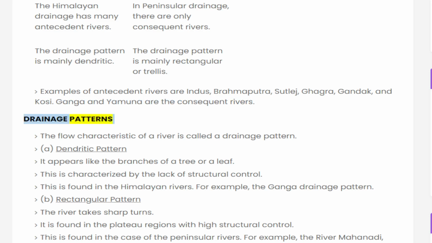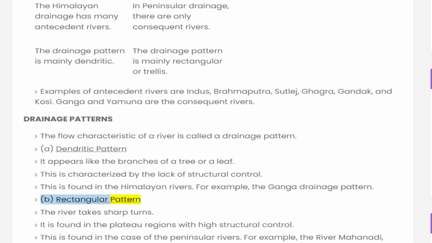Drainage patterns. The flow characteristic of a river is called a drainage pattern. A. Dendritic pattern. It appears like the branches of a tree or a leaf. This is characterized by the lack of structural control. This is found in the Himalayan rivers. For example, the Ganga drainage pattern.